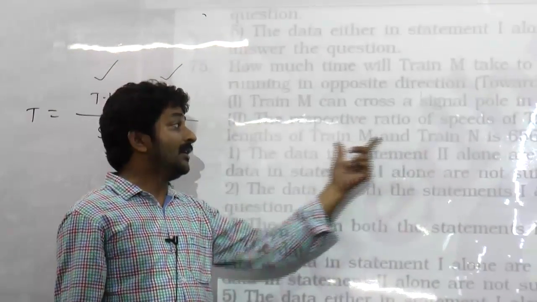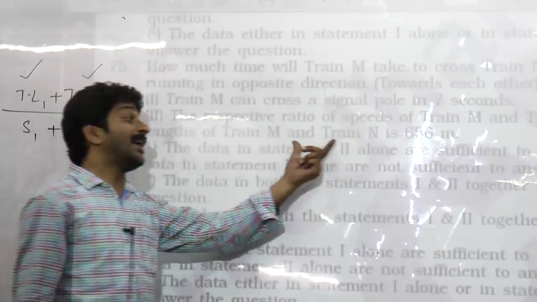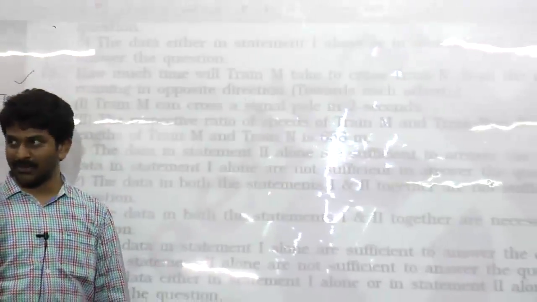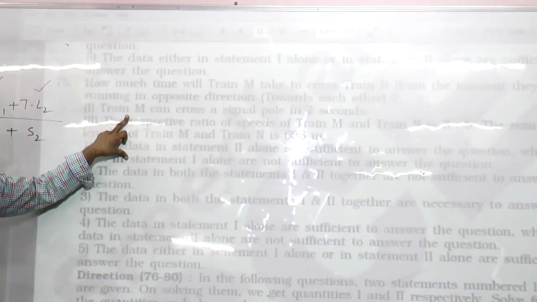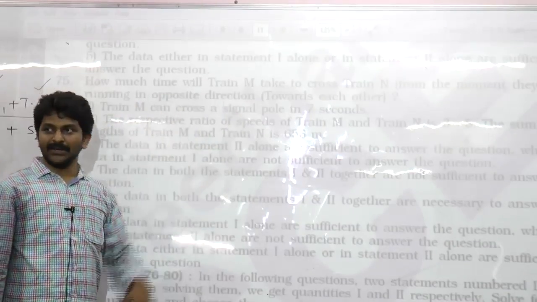You are given the combined length of train M and N as 656, and there is no relation between those two numbers also. So individual values cannot be found. Once you don't have an individual value, that is the length of train M, you cannot calculate the speed of train M. Separate values are not possible. So the answer cannot be determined using 1 and 2 together also.